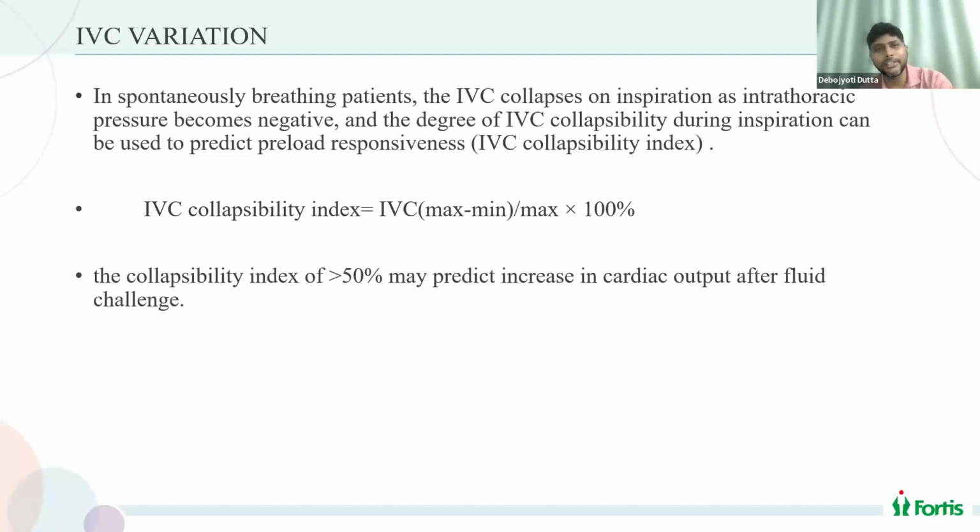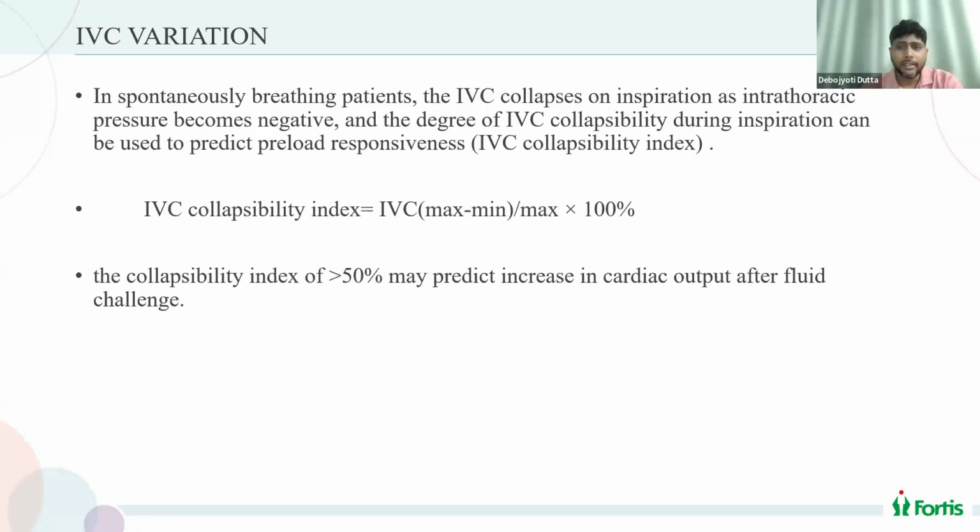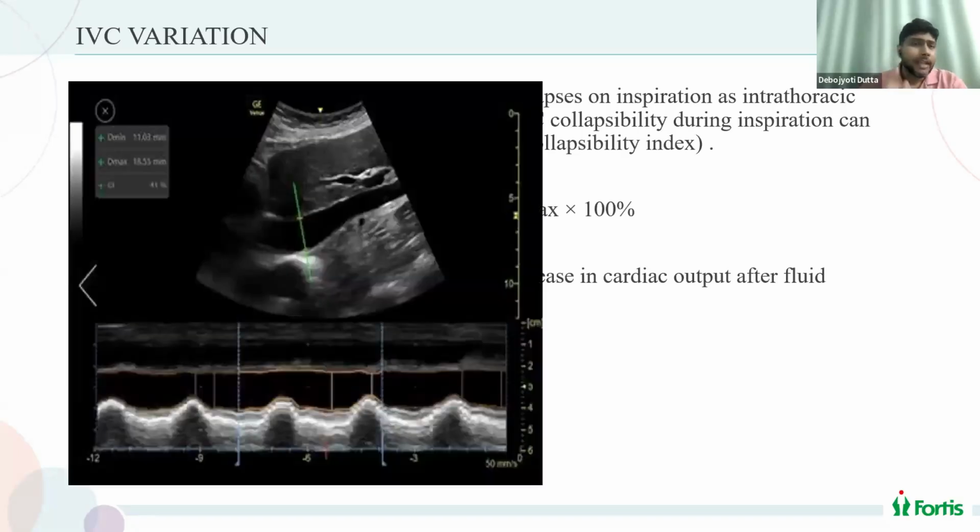If it is more than 50%, it may predict an increase in the cardiac output after the fluid challenge. But when the patient is on mechanical ventilation, here we need to check the distensibility index of the IVC, not the collapsibility, where maximum minus minimum is divided by the minimum. If it is more than 18%, it has 90% sensitivity and specificity to identify the fluid responders. So this is how we measure the IVC, with M mode, which checks the maximum and minimum diameter.